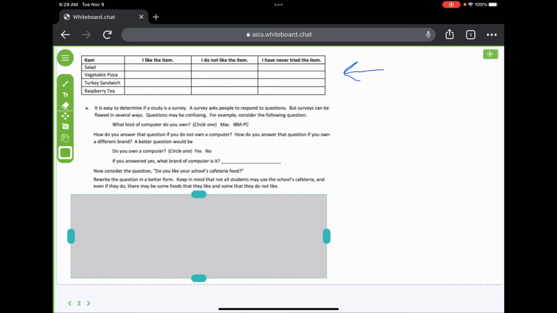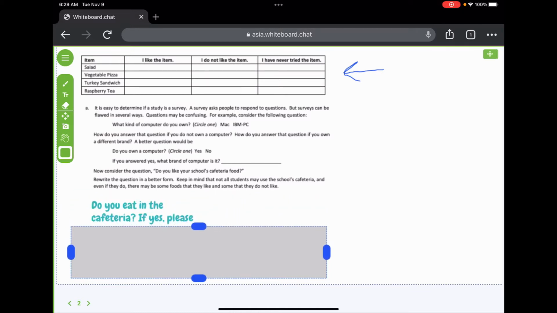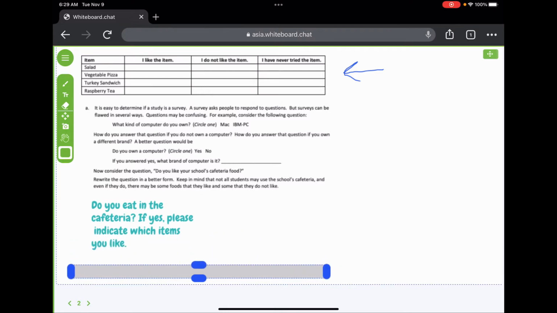Well, instead of me writing this out or typing it out, we're just going to scroll this down, I think. And it says, do you eat in the cafeteria? If yes, please indicate which items you like. Okay, so that works out well. Which items do you like?